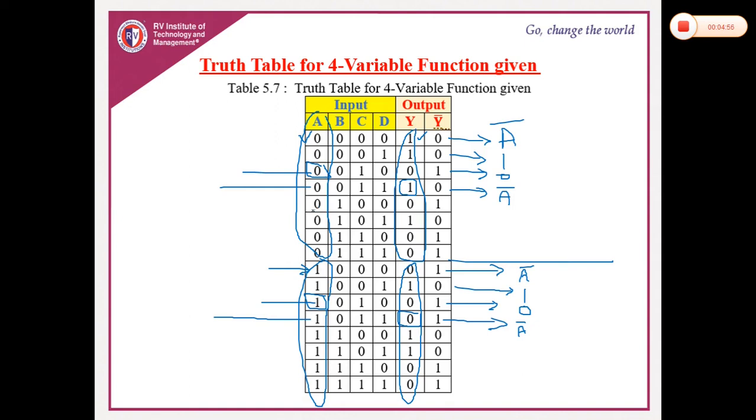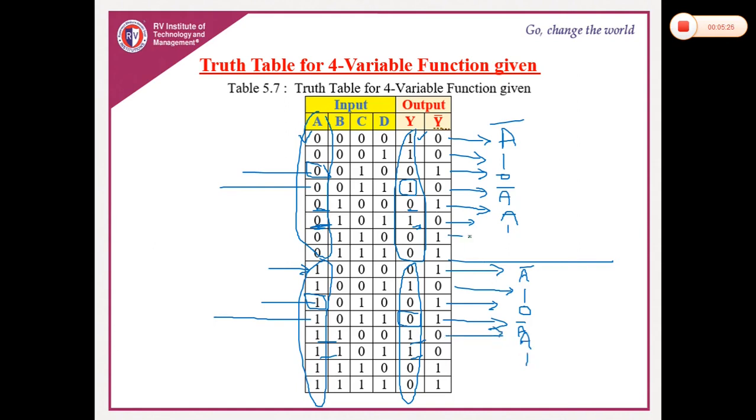Next, 4 combinations. Whenever A is 0, you are getting 0. Whenever A is 1, you are getting 1. Means it is following A. The next combination: whenever the A input is 0, you are getting 1. Whenever the input is 1, you are getting 1. Irrespective of the input, you are always getting 1. This is A and 1.